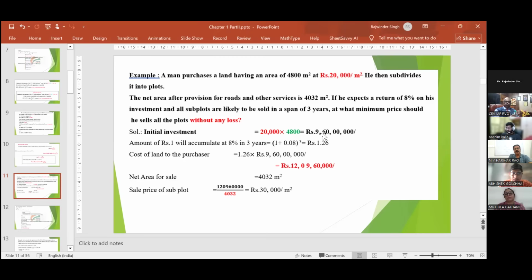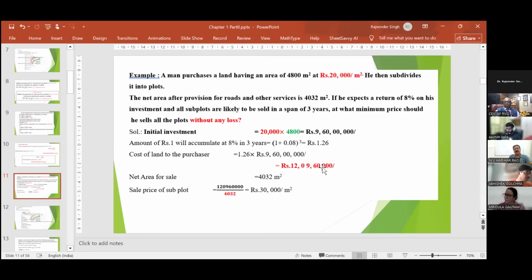Sir, it means you will be applying the future value formula. First, understand which formula you will be applying, then apply that formula. First, think: if you deposit this amount in the bank, how much amount will you get after 3 years? 1 plus r raised to power n multiplied by present value means you would have got 12 crore 9,60,000.